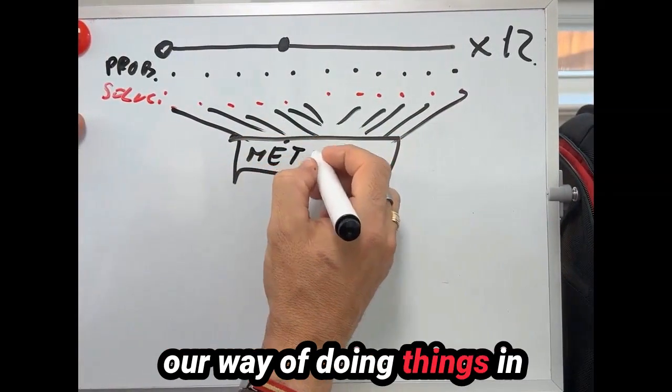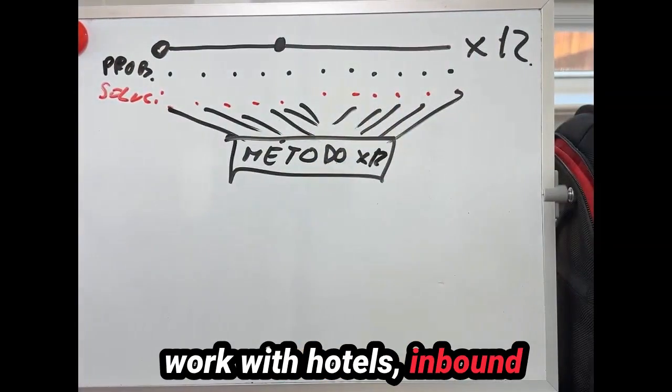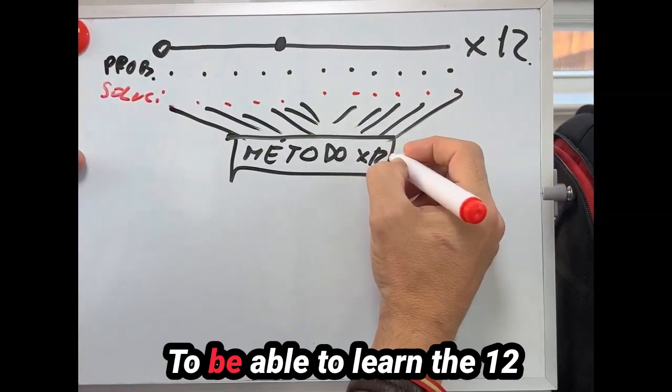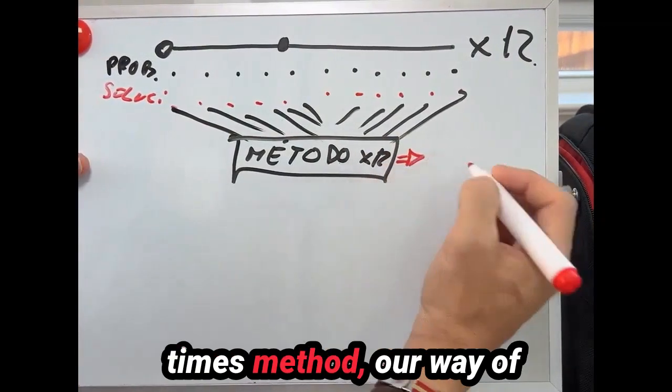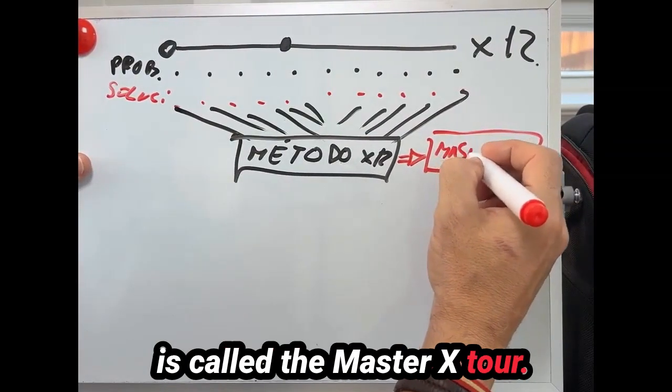Our way of doing things in tourism, mainly in travel agencies, but we also work with hotels, inbound operators, tour operators. To be able to learn the 12 times method, our way of doing things, we created what is called the Master X Tour.